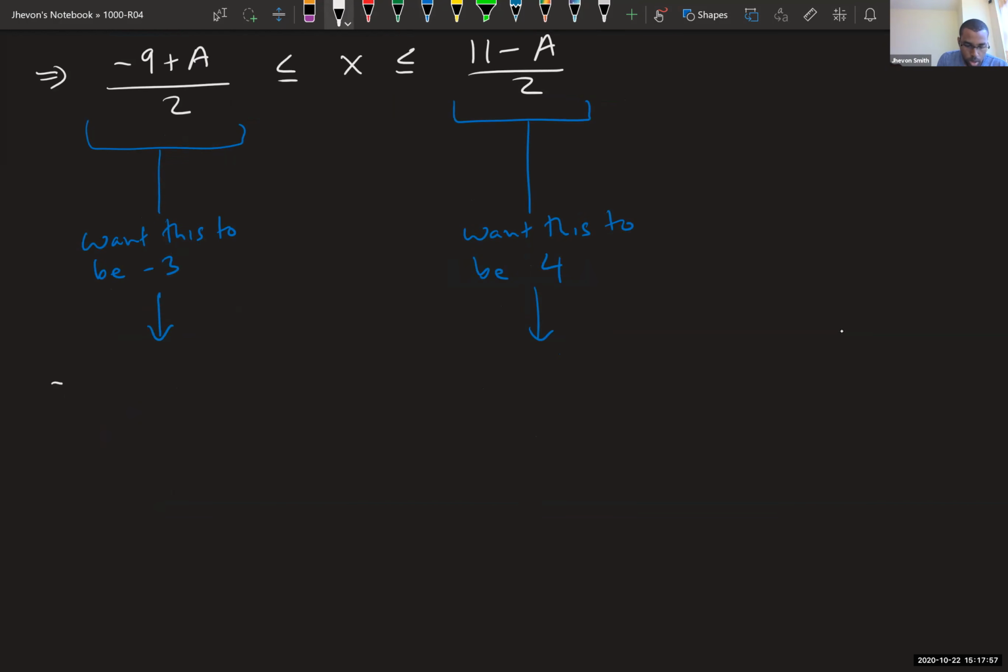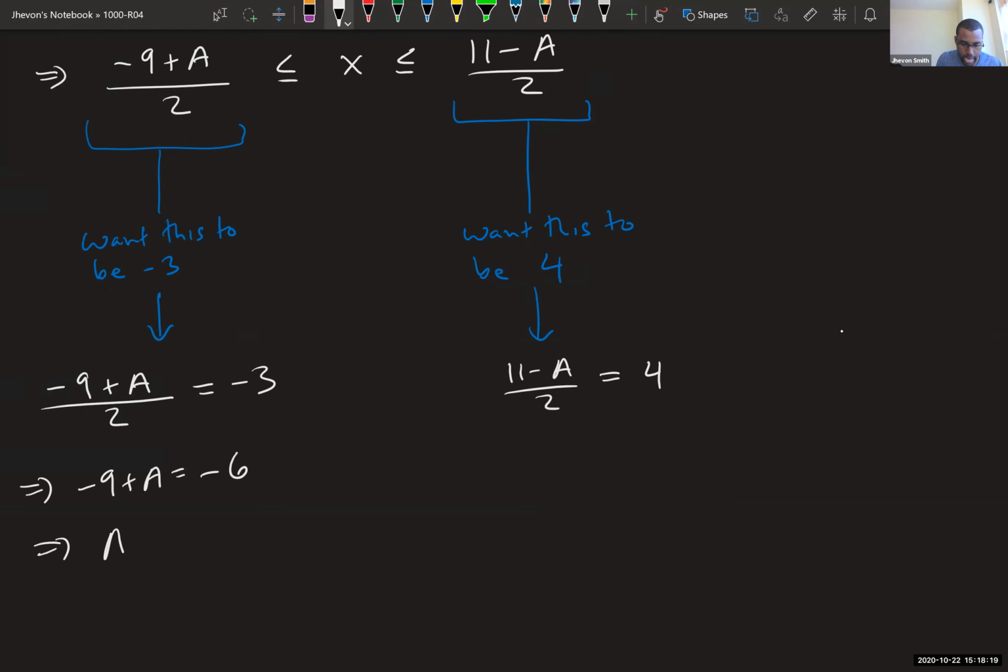So I want minus 9 plus a all over 2 to be equal to minus 3. And I want 11 minus a all over 2 to be equal to 4. Let's start with this one here. This means that minus 9 plus a is equal to minus 6. In other words, my a is equal to 9 minus 6, so my a equals 3.